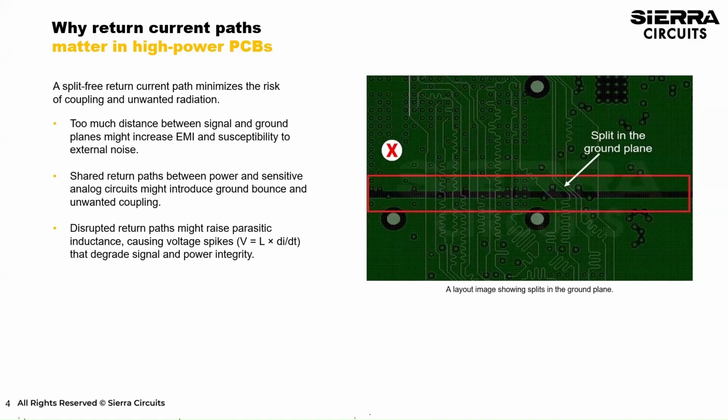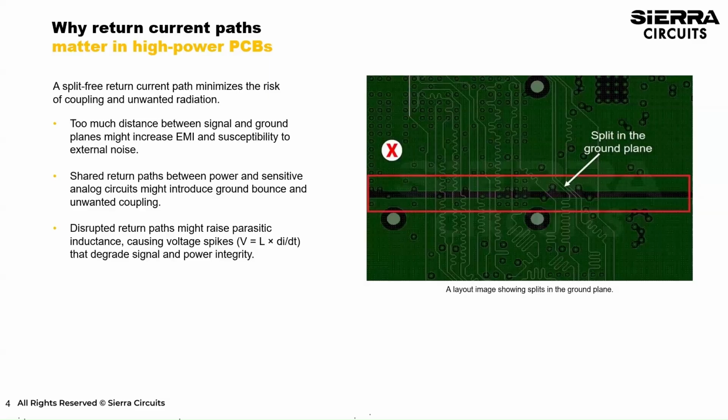It's very important to understand one fundamental concept, the return current path. At higher frequencies, current doesn't simply take the shortest physical route. It follows the path of least impedance, which is usually directly beneath the signal or power trace on its reference plane. This naturally minimizes the loop area, reducing both inductance and the EMI.